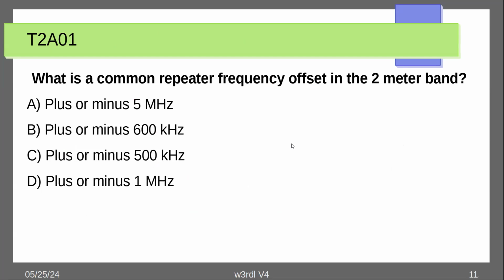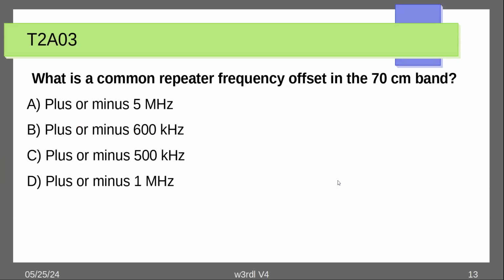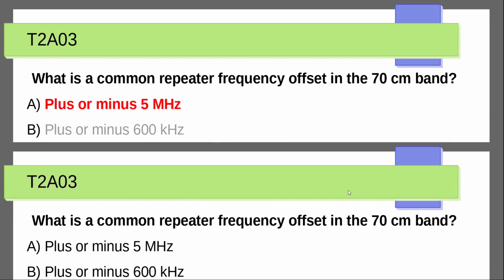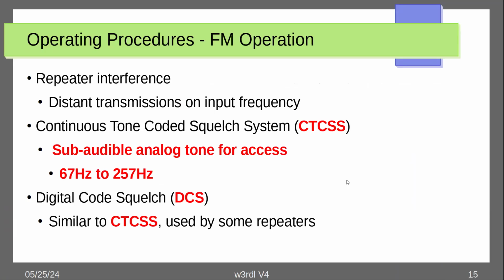So what's a common repeater frequency offset in the 2 meter band? What'd you say? Bravo, probably. What's a common repeater frequency offset in the 70 centimeter band? So you could get one or the other of those. You won't get both. You get one per group, as in the question.